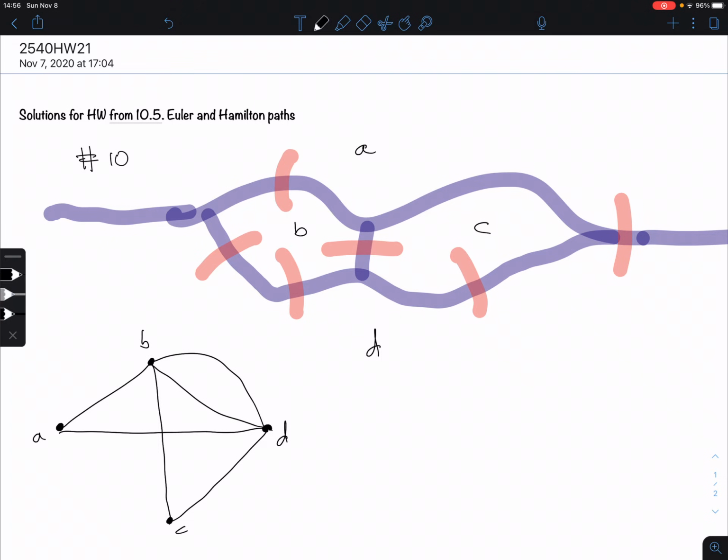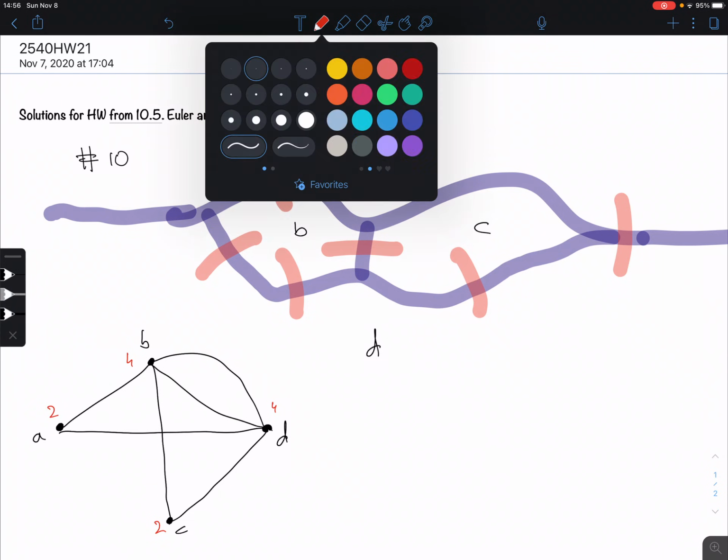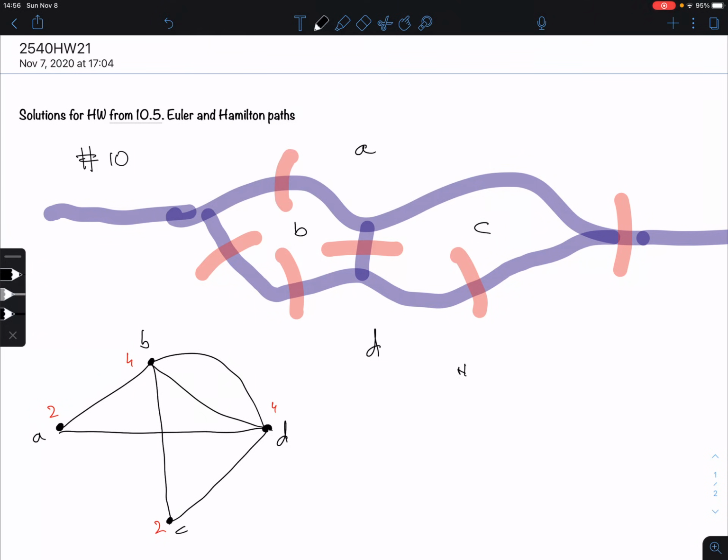And then the next thing we have to do is find the degrees. 2, 4, 4, and 2. So what does this tell me? All even, no, let me put it that way. No odd degree. And this means there is an Euler circuit.